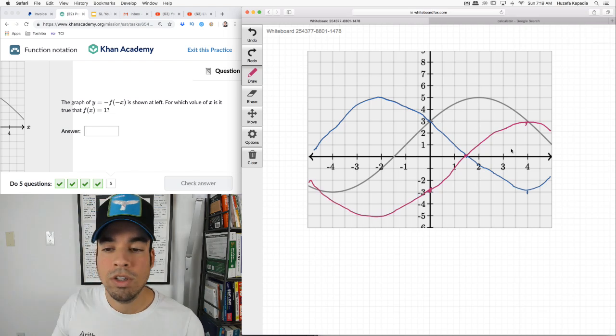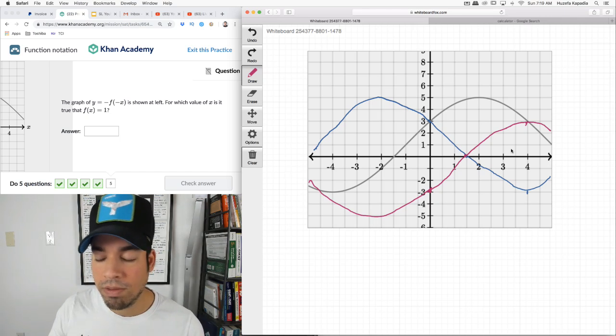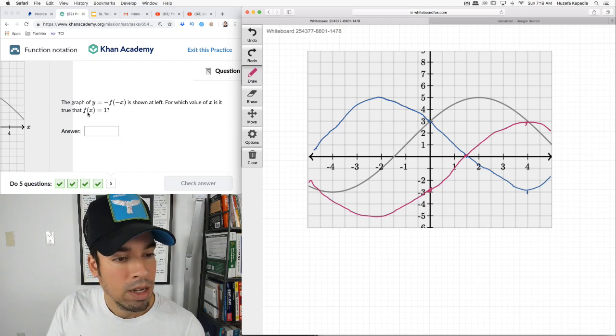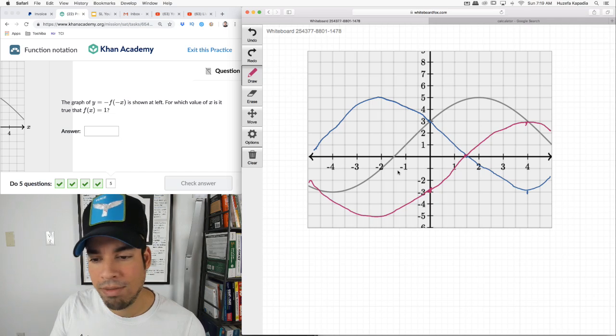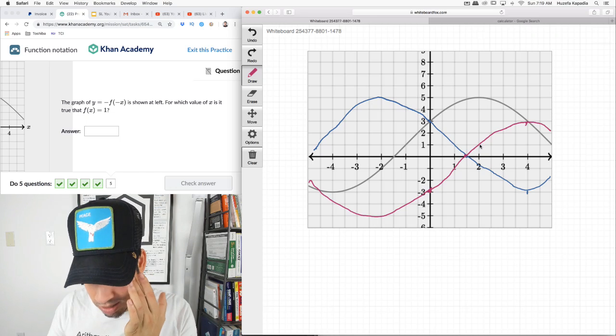Okay, so there's the function. That red would be the original function. And we could have flipped it that way and that way. It doesn't matter, the order of the flips doesn't matter. But this is our original function, f of x. Now, for which value of x is it true that f of x equals 1? It's probably going to be somewhere around here, like when x equals 2 is what it looks like.